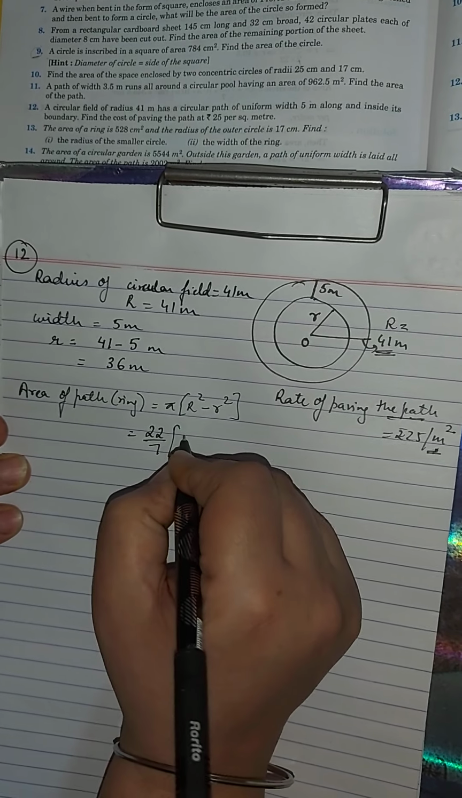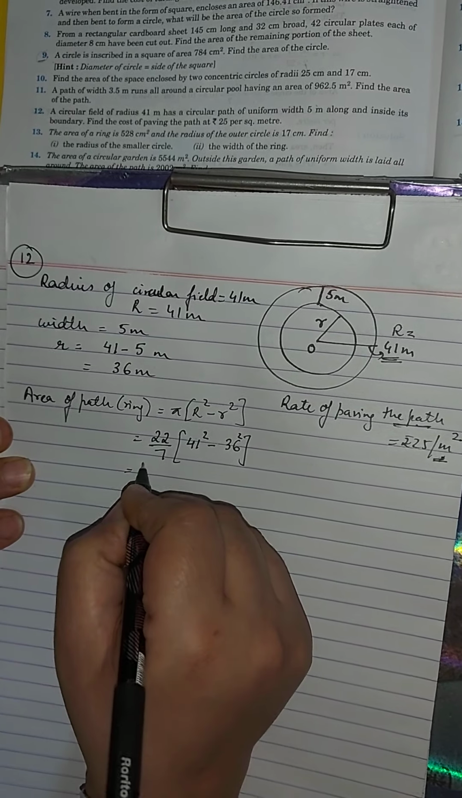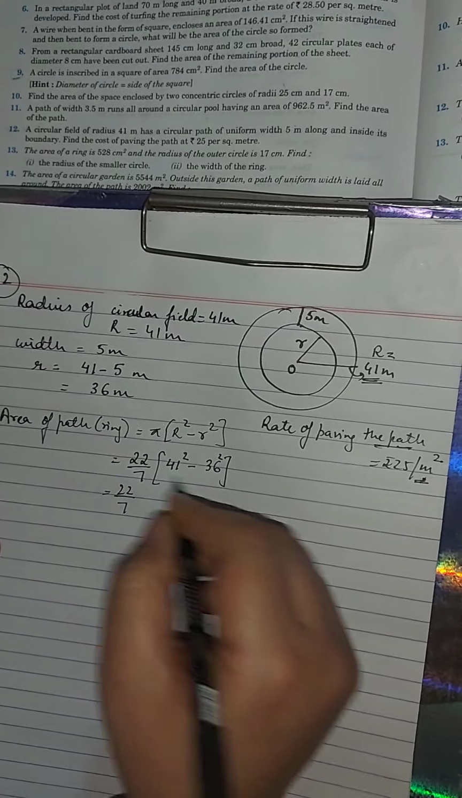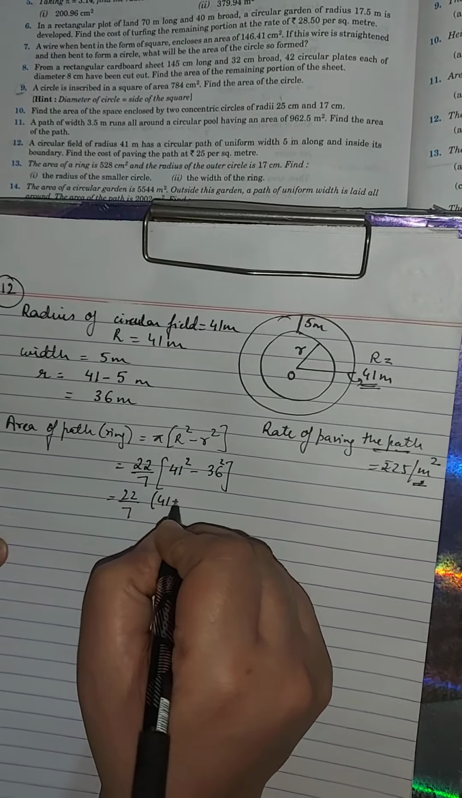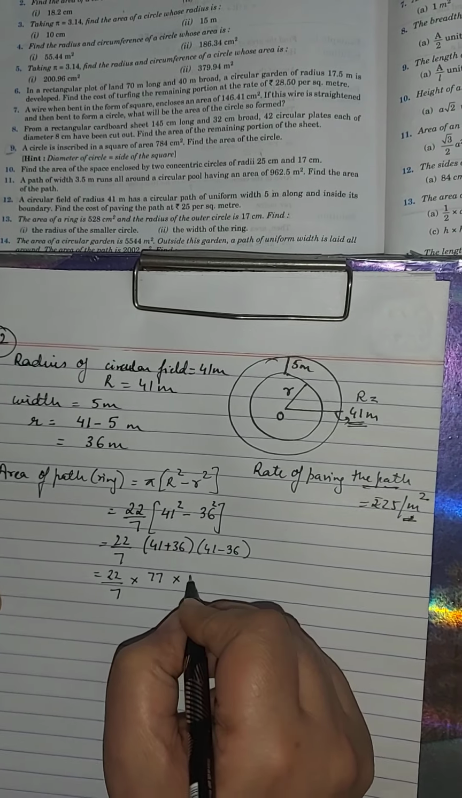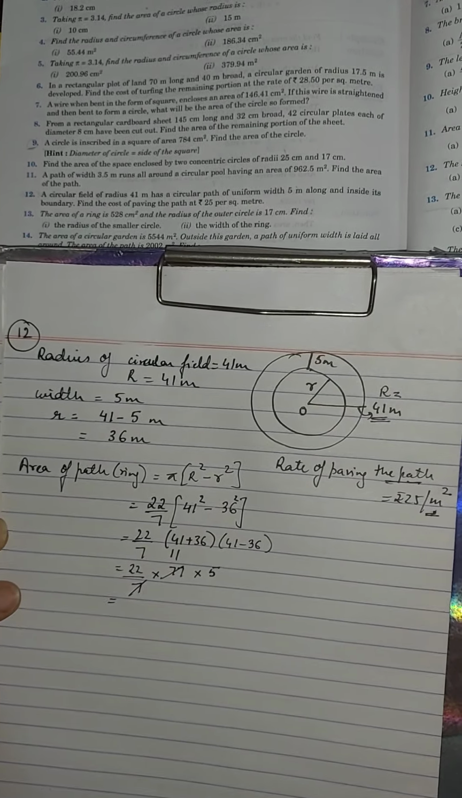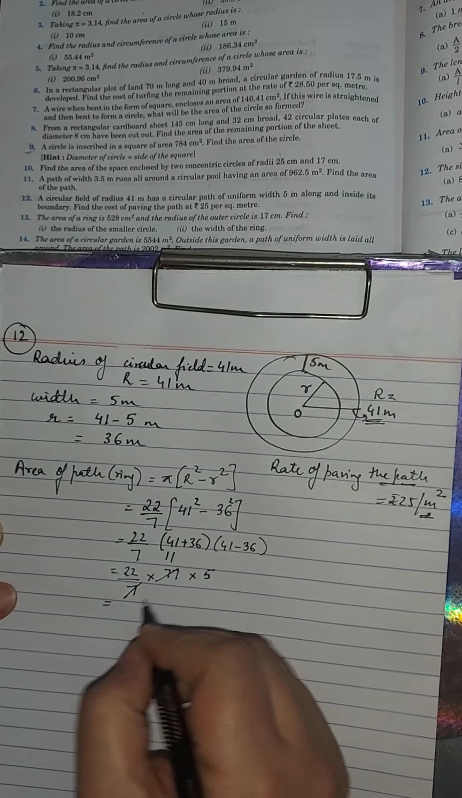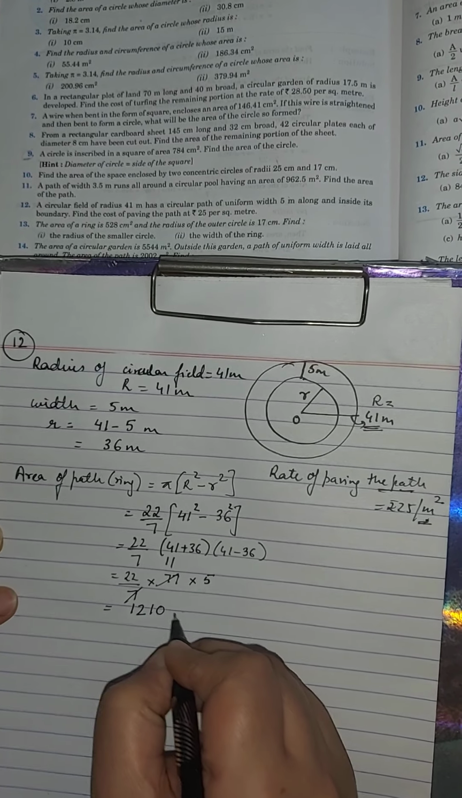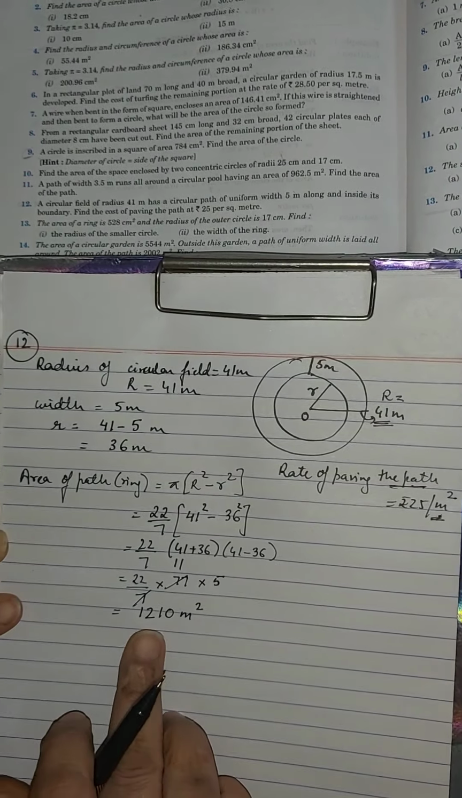So you will find the area of path. So area of path, और वही आपका कौन सी शेप में है? रिंग. That is equals to pi capital R square minus small r square. So 22/7, 41 square minus 36 square. 22/7, 41 minus 36, क्या करोगे? 41 plus 36, 41 minus 36. 22/7 into 77 into 5. So you will do the cutting. 22 into 55. What you will get? 1210 meter square. 1210 meter square आपका आ गया area of path.